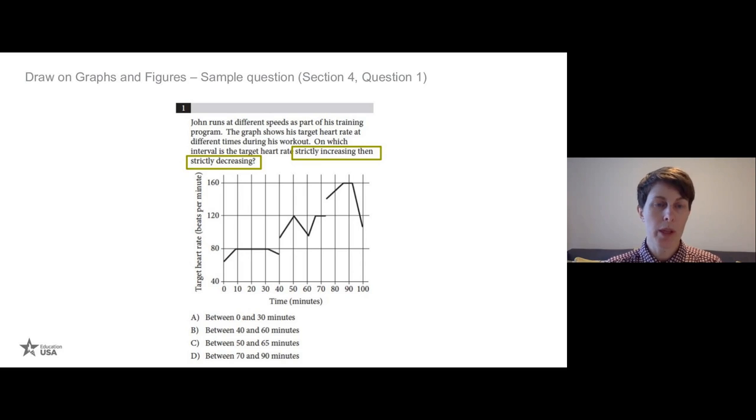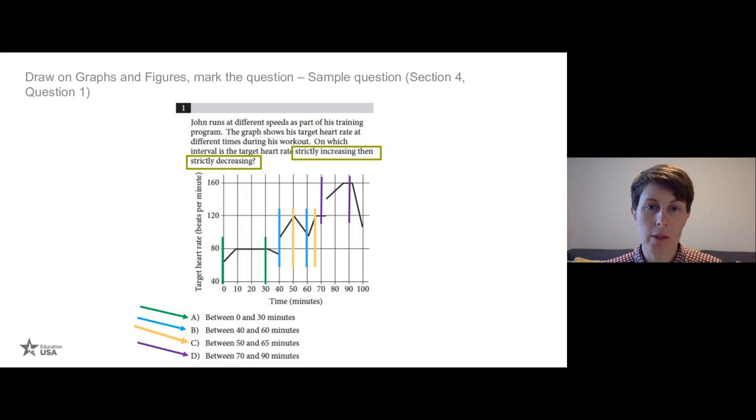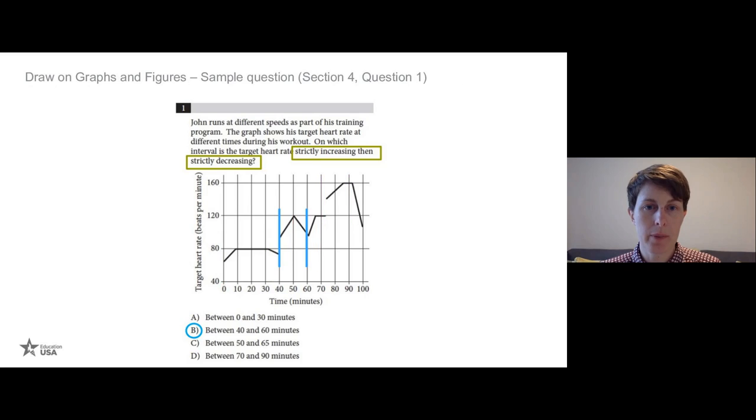So the most important thing is to put a box around the strictly increasing, then strictly decreasing. And then you could either draw on the side if you want to. Think about, okay, what does it mean to increase then decrease? Okay, what is that going to look like? You can then take a look at your answer choices and draw some lines on your chart or graph and determine which one is matching what it is you've already kind of indicated. So in the case of this one, B best demonstrates the strictly increasing, the strictly decreasing.